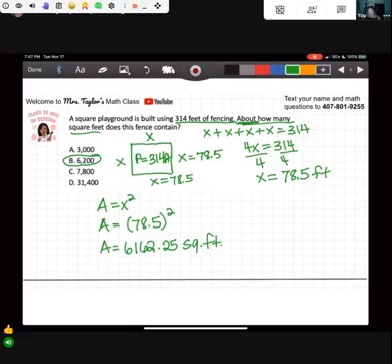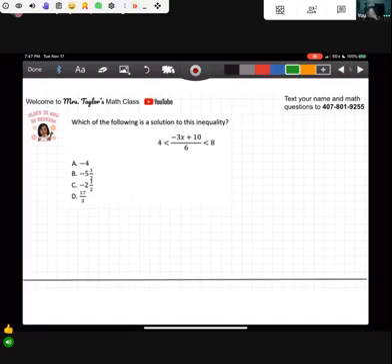All right. Now this is the last question that the person sent me. So it says, which of the following is a solution for this inequality? So this is what they call a compound inequality.